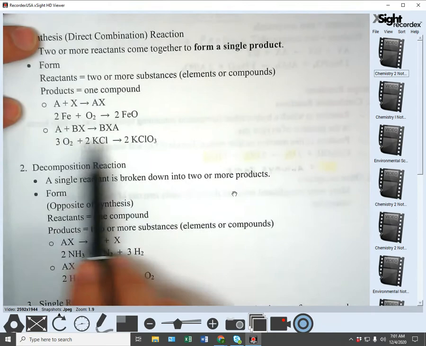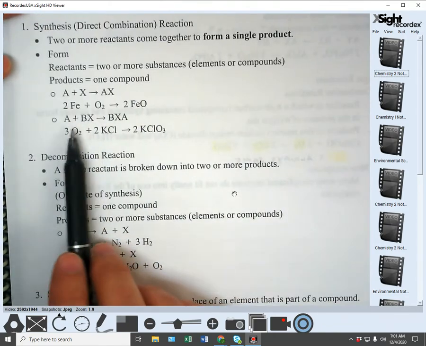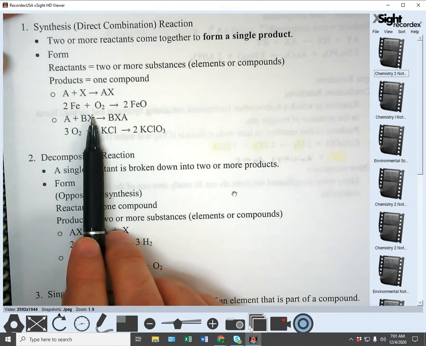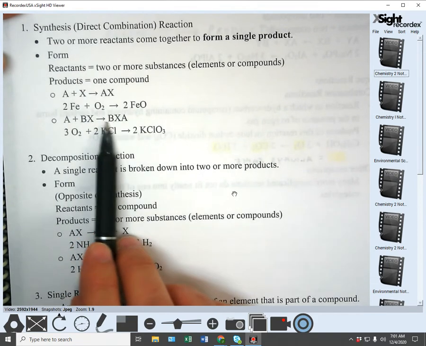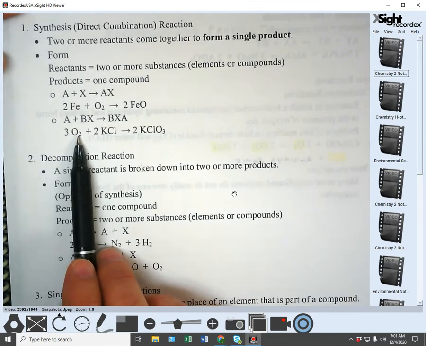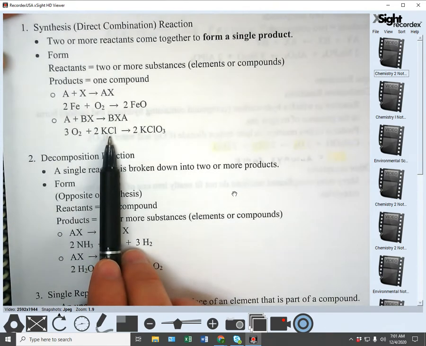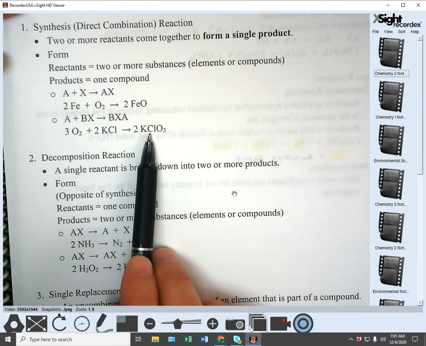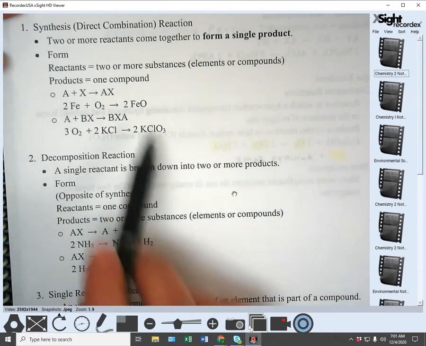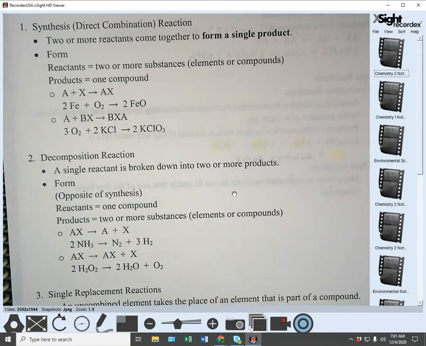Okay, here's another example, slightly different. This is where you have an element and a compound, and then they come together to form one compound. Like oxygen combining with potassium chloride, creating potassium chlorate. Okay, those are both synthesis reactions.